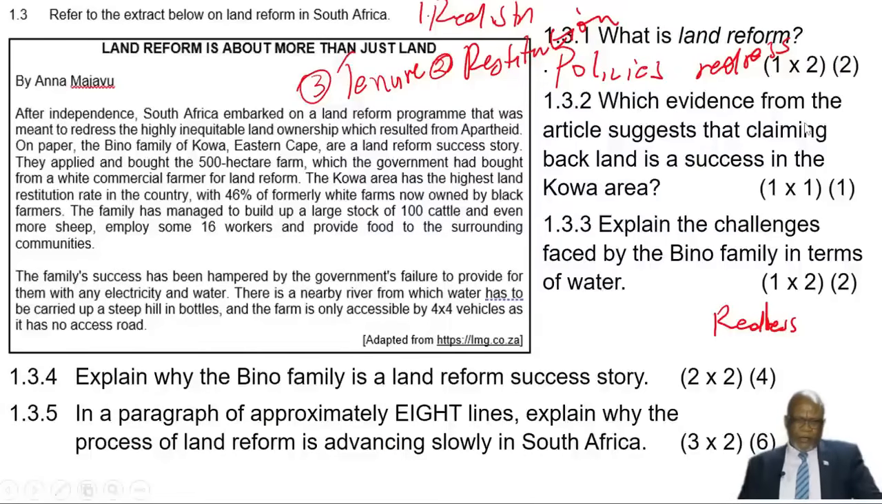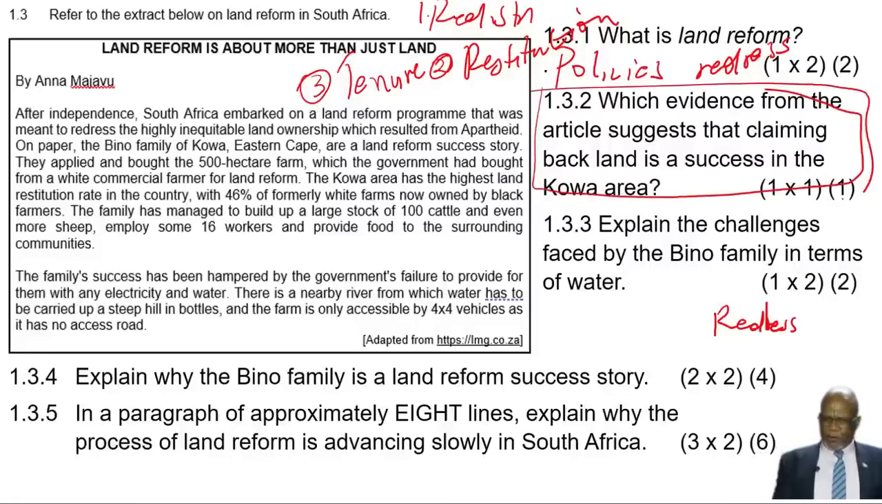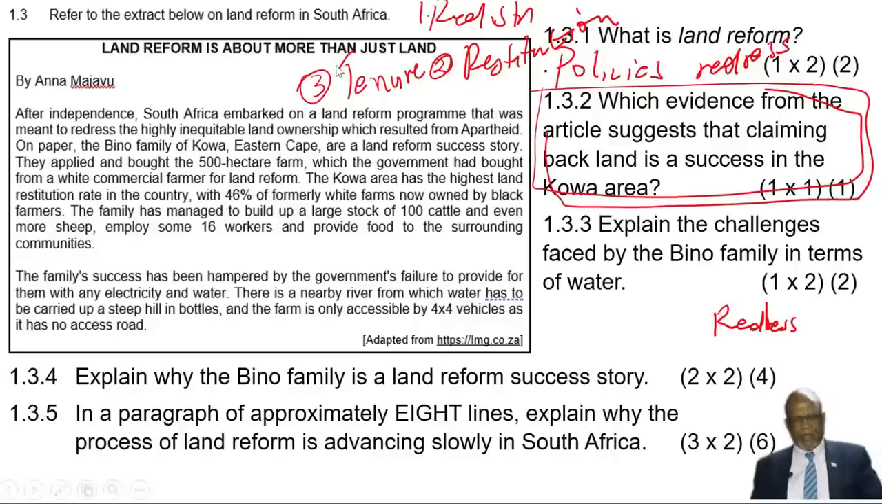Now let's look at question 2. It says 1.3, which evidence from the article suggests that claiming back land is a success in our area? I'm not necessarily going to go into this question because it does not directly address the concept. You're not going to get this question again; you're going to get a different one. This is a low order question. You just need to read the extract and get the answer there.